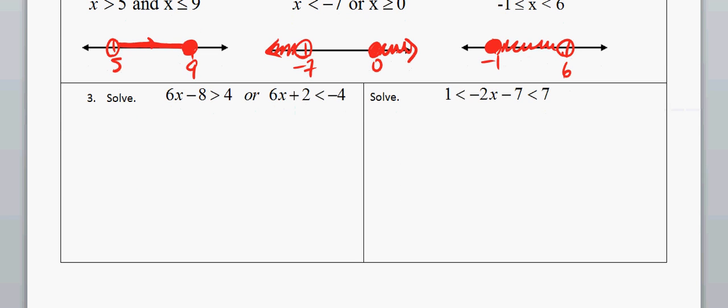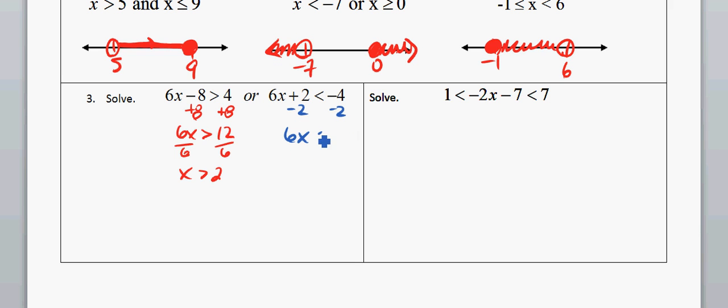When we're solving compound inequalities, in the OR situation, we solve both inequalities and then graph our answer on the number line. So for this situation, we add 8 and we get 6x is greater than 12. Divide both sides by 6, and x is greater than 2. This is one part of our compound inequality. Then we solve the other side independently. We subtract 2 and get 6x is less than -6. Divide by 6, and we get x is less than -1. Notice our symbol stays the same because we did not divide by a negative. Our answer is negative, but it still stays that same symbol.